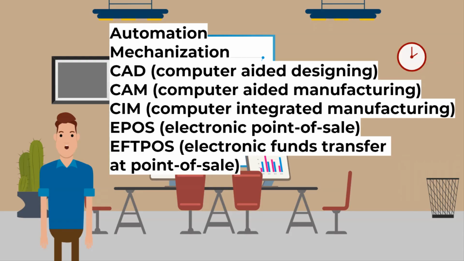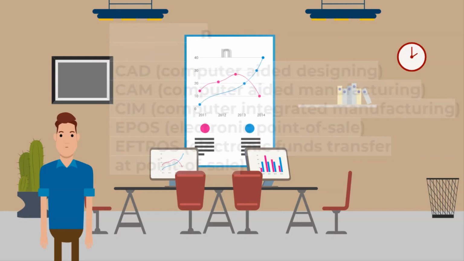EFTPOS, electronic funds transfer at point of sale. The electronic cash register at the till will be connected to the retailer's main computer and different banks. When the customer swipes the debit card at the till, information is read by the scanner and an amount is withdrawn from the customer's bank account, after the PIN is entered.